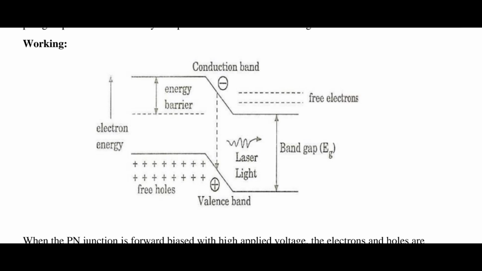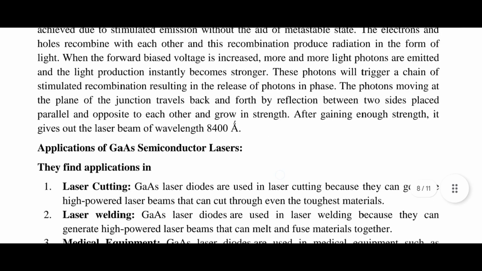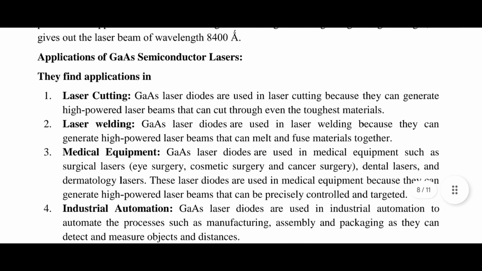Then in the plane of the junction, the photons travel back and forth by reflection between the two sides, which are placed parallel and opposite to each other, and grow in strength. After gaining enough strength, it gives out the laser beam of wavelength 8400 angstroms. Application of gallium arsenide semiconductor laser.